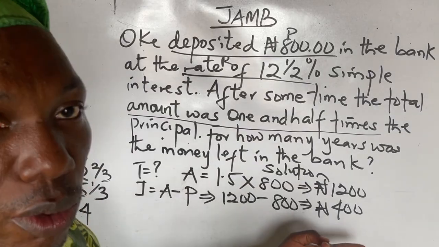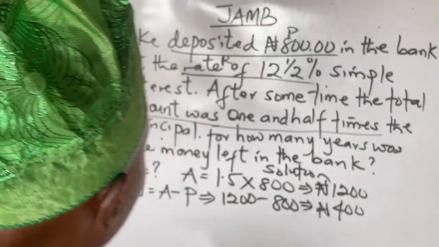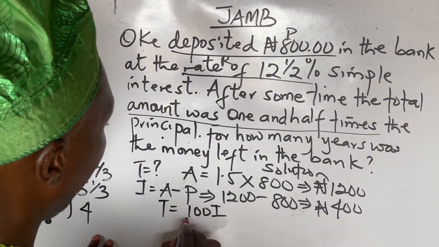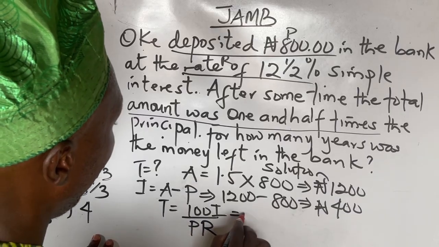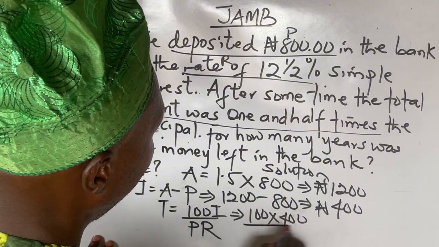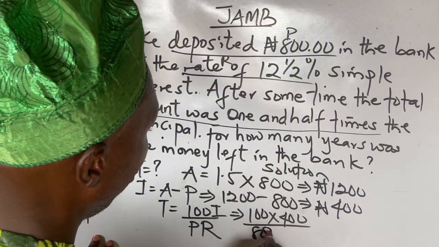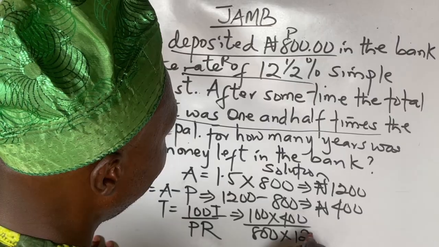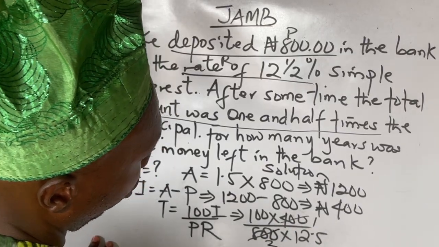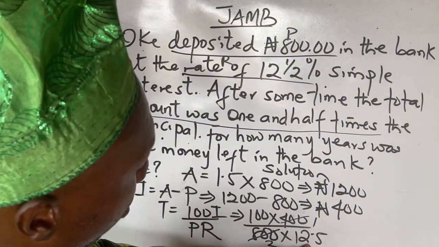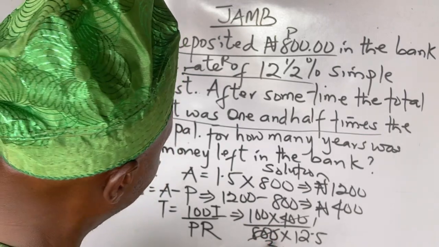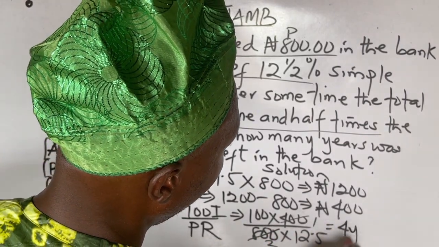So from the interest, we can get the time. So time will be 100 I over PR. Our interest is 400, our principal is 800, our rate is 12.5. So 400 here, 400 here, that leaves 2. When we say 2 times 12.5, that's 25. 25 in 100, that's 4 years.